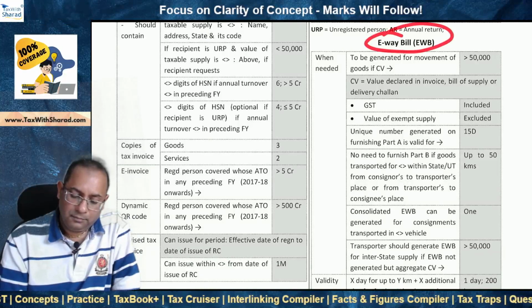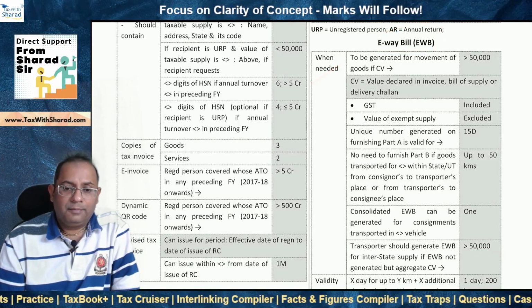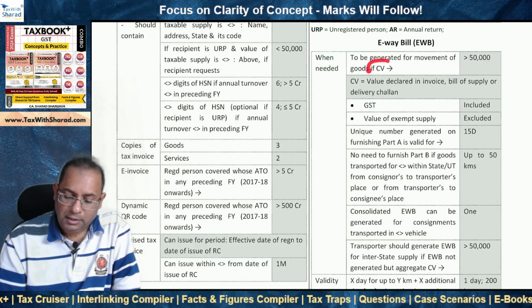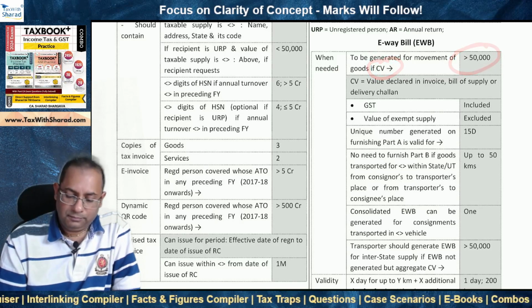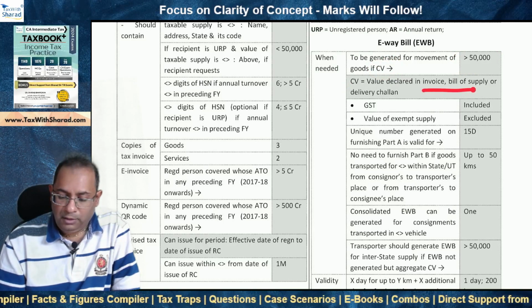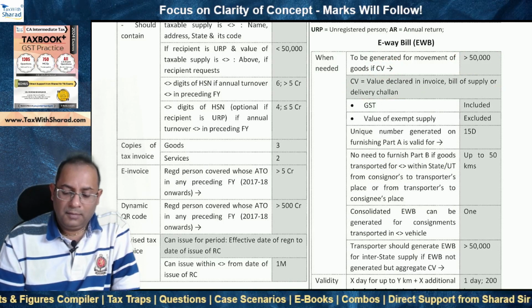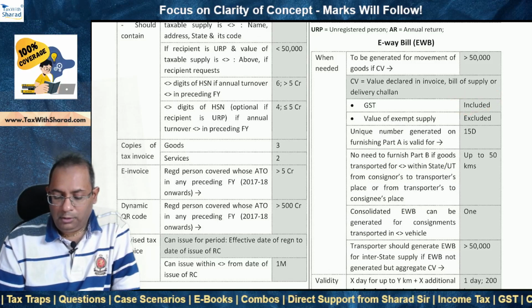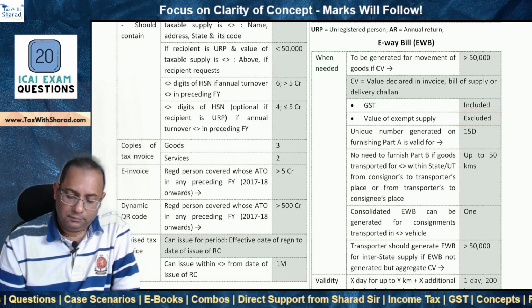E-way bill. When is it required? It is required to be generated for movement of goods if consignment value is more than 50,000. What is consignment value? It is value declared in the invoice, bill of supply or delivery challan. While computing consignment value, GST is included, but value of exempt supply is excluded.